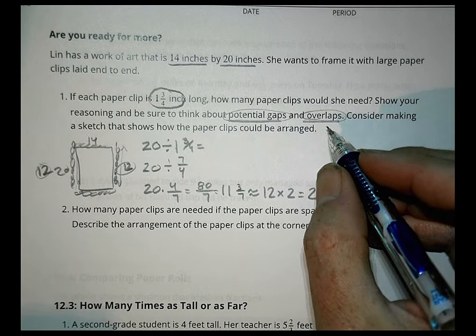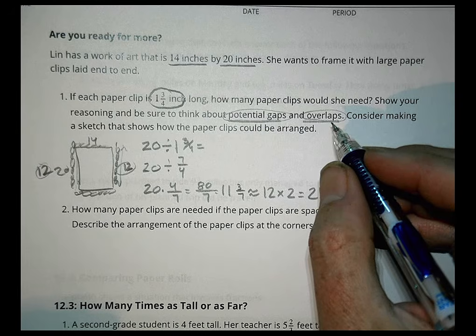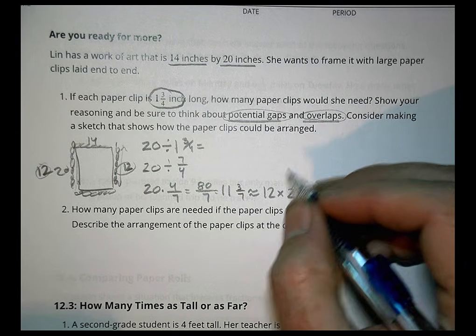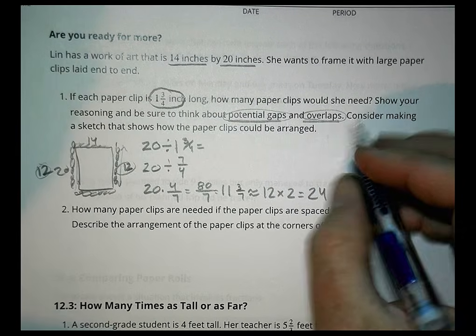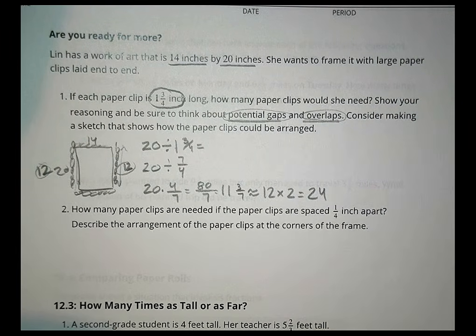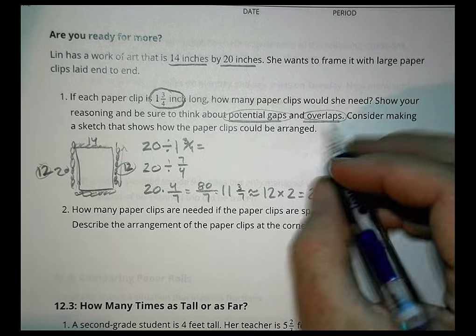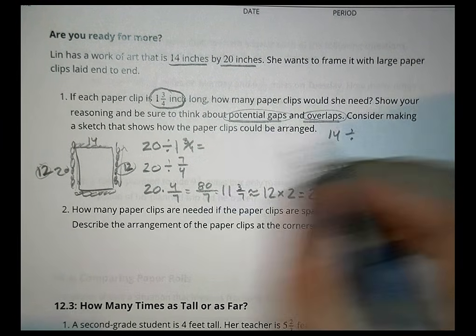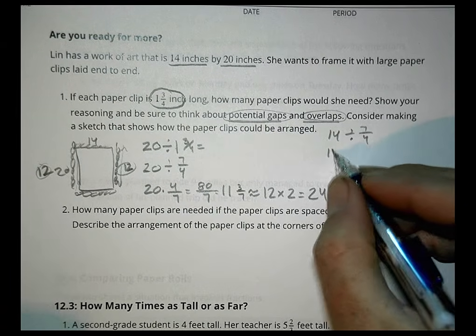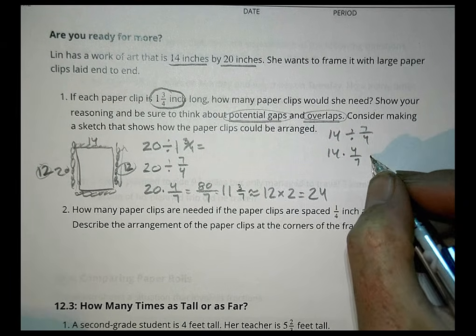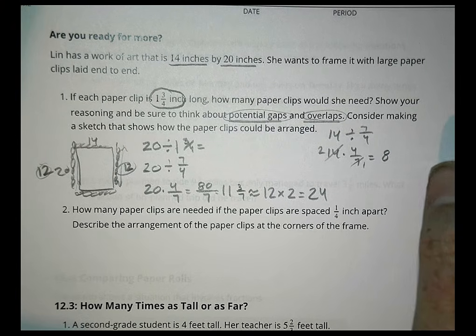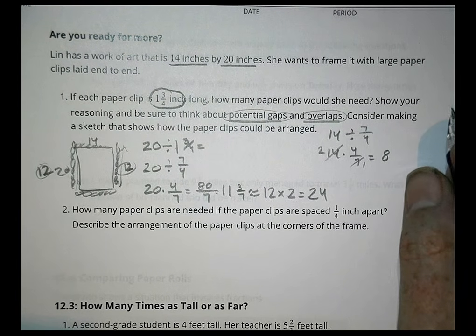Now on the 24, yeah, no, sorry, yeah, you can do 24. Yeah, that's fine. You could also just do 11 times 2 and 22, so somewhere between 22 and 24 is good. On the other side, we would do 14 divided by 7/4, the same length, which is 14 times 4 over 7. Those would reduce, and we're left with 8. All right, so that's a little more clear there on that one.